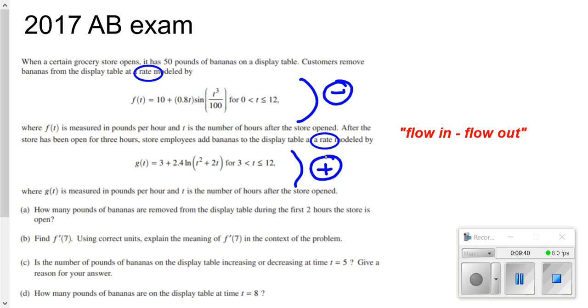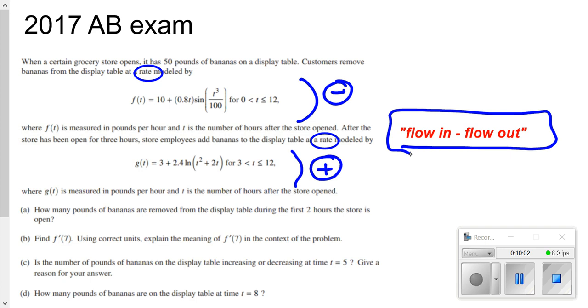Okay, so there's banana removal and there's banana addition. I refer to this as a flow in, flow out, and that is because one of the first times I saw this question was on also an old AP test. I want to say maybe like 2014, there was a pipe that was having water go into something, and then there was water going out of something.